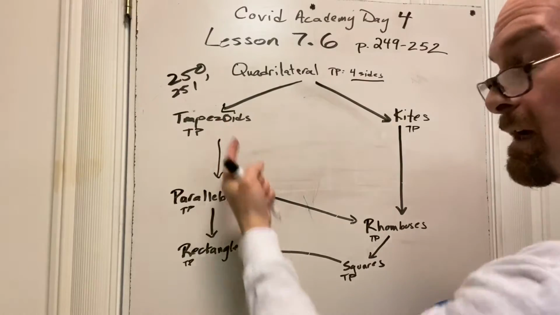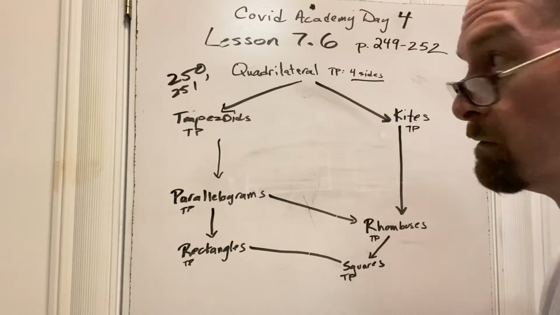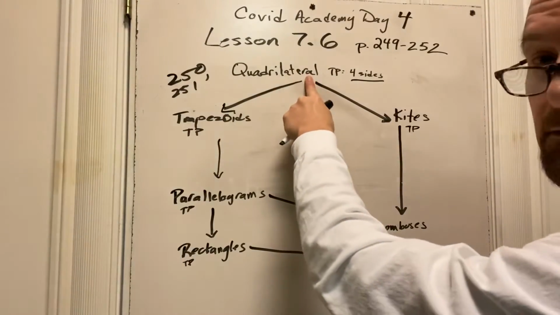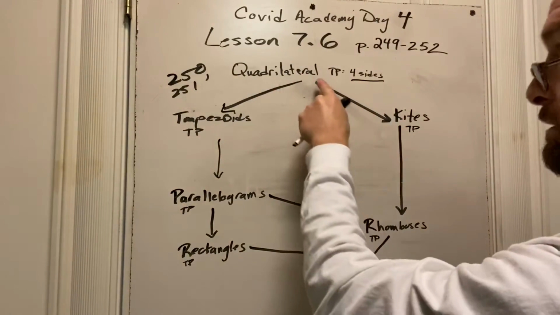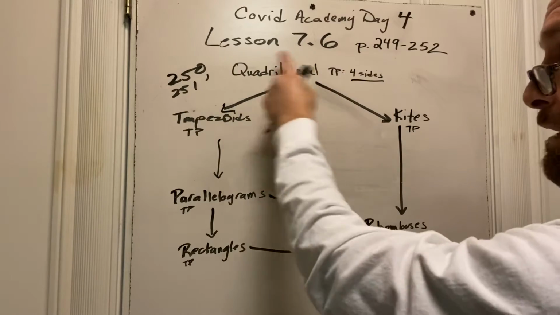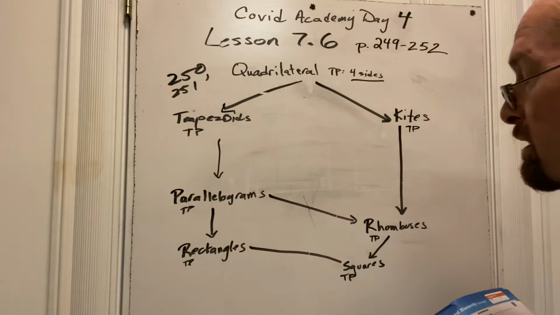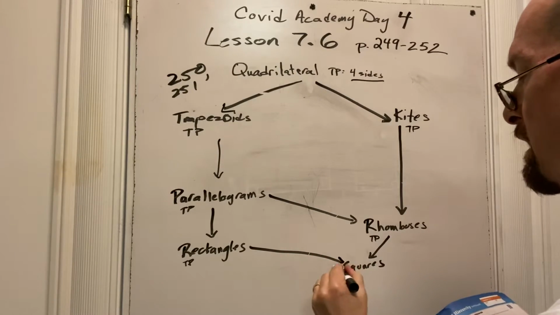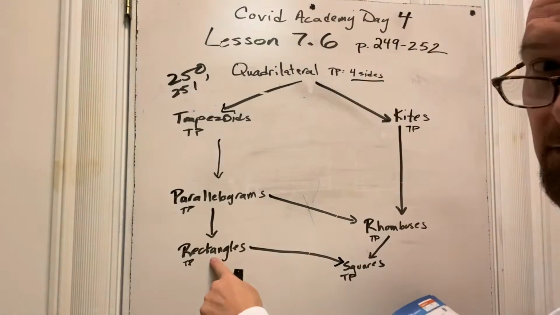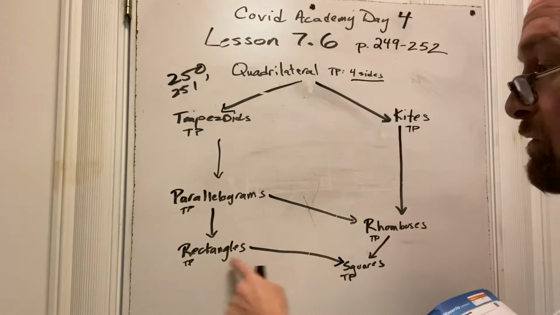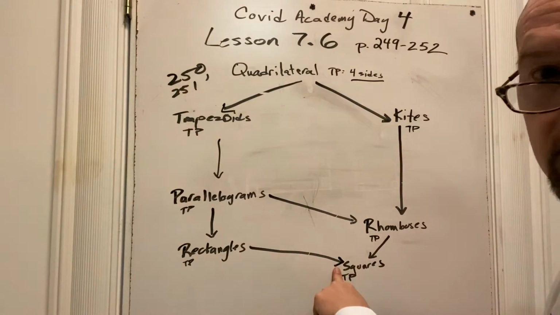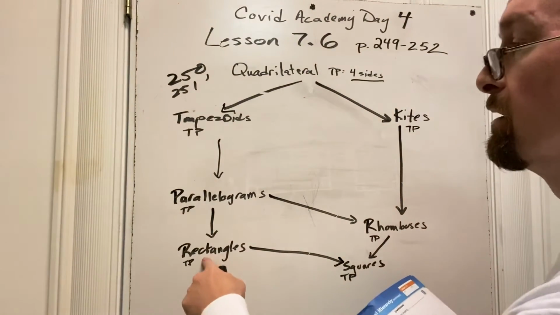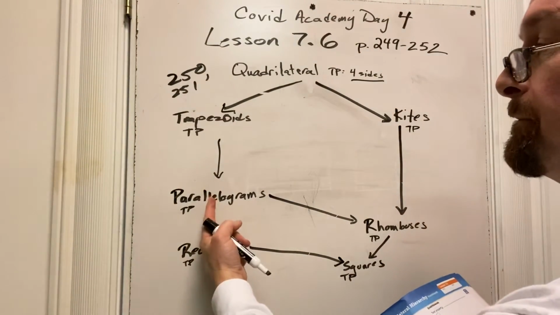But going the other way, it's all. So all trapezoids are quadrilaterals. All kites are quadrilaterals, because this is the bigger category. These are the pickier categories. And you can go all the way down, like all squares are rectangles, but not all rectangles, only some rectangles are squares, right? All rectangles are examples of parallelograms because we're moving up.